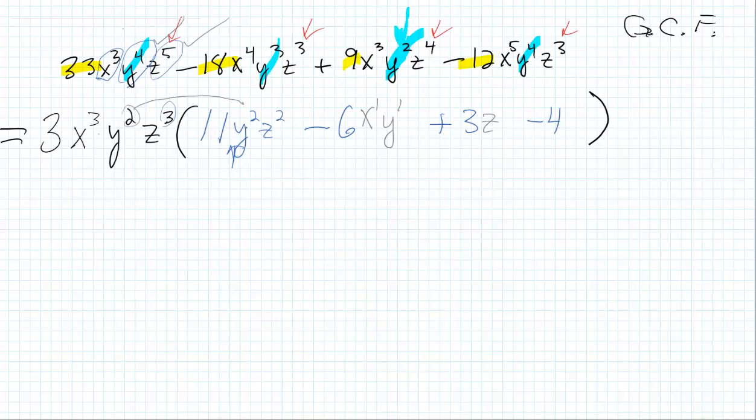Next one, finally, we need an extra x to the second power because you have 3 up here. 3 plus that 2 makes a 5. And you also need y to the fourth. We pulled y squared. We're going to need another y squared. We need z to the third, but we already pulled out z to the third, so we don't need anything else. Close it up. And it's done.